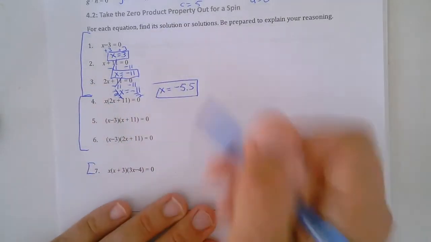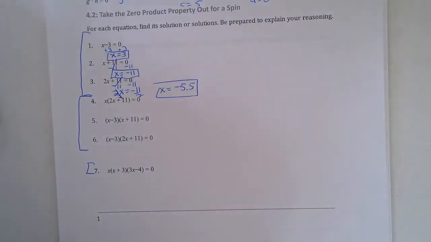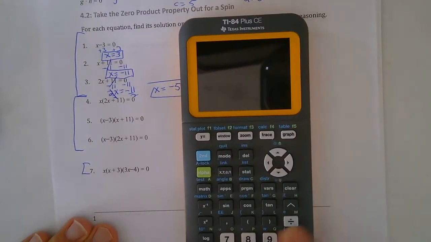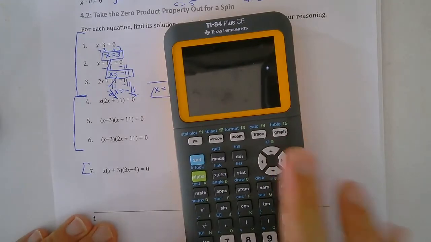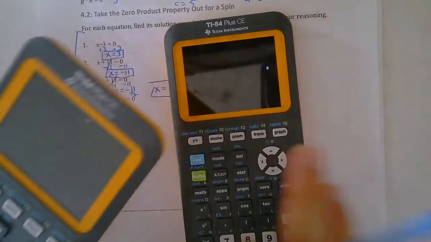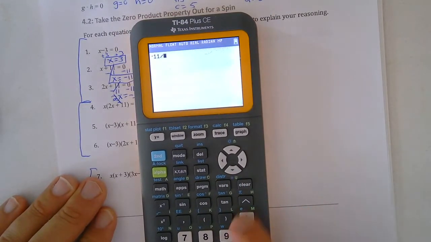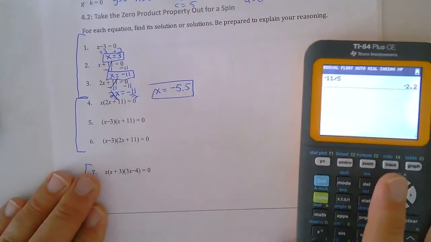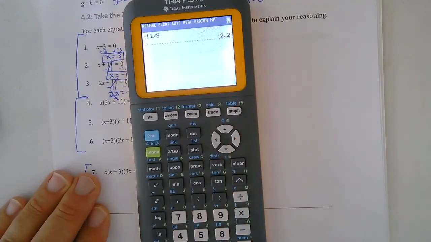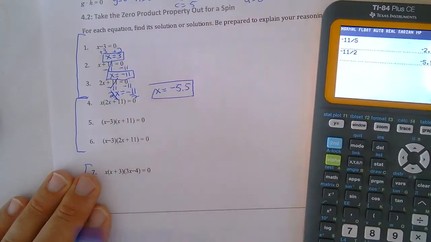All right, well, anyway, that's just negative 5.5. So I'm not quite sure how to work that. I'm more used to Texas Instruments calculators, or the TIs. So I will get that calculator out and model with that. So on a TI, you would just type in negative 11 divided by 2 and get negative 5.5.